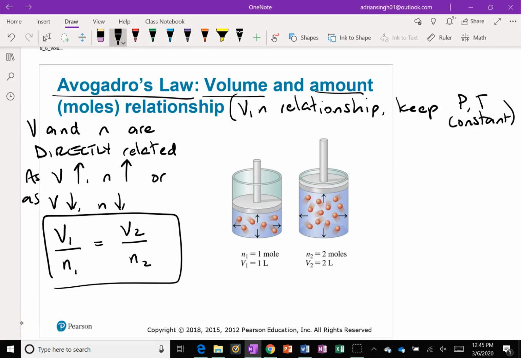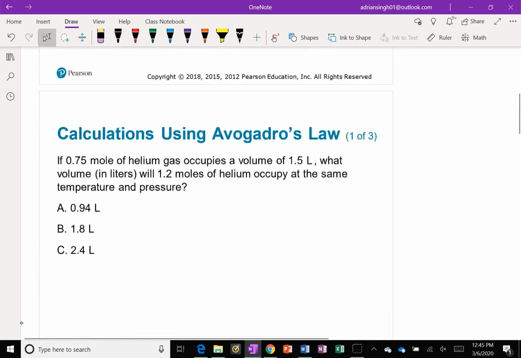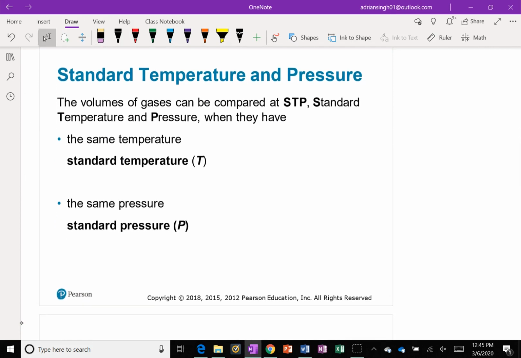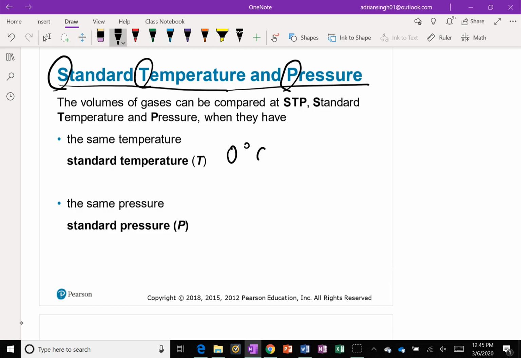And this relationship is called Avogadro's law, named after Avogadro. One of the consequences of the VN relationship is we can actually use some aspects of it to compare all sorts of different gases under similar conditions. The conditions that we're going to use to compare our gases are known as standard temperature and pressure, which we abbreviate as STP. The standard temperature corresponds to 0 degrees Celsius, which is 273 Kelvin, and the standard pressure is 1 atmosphere.